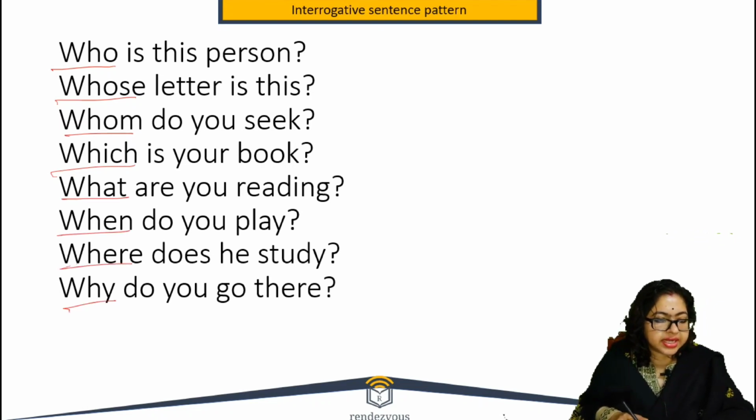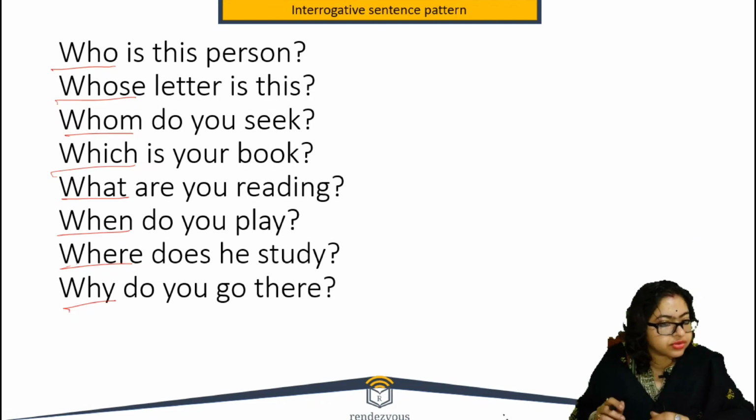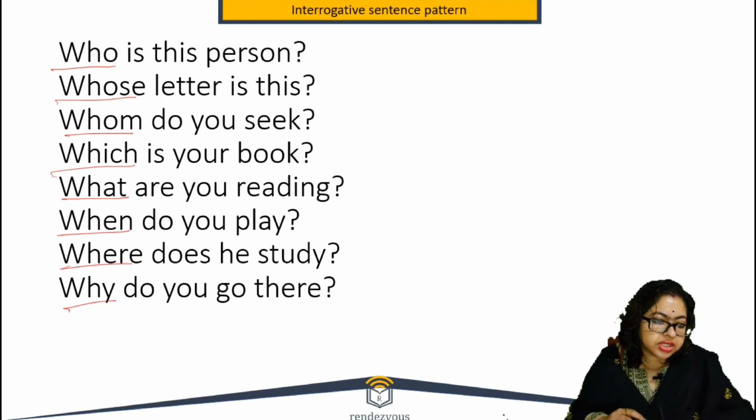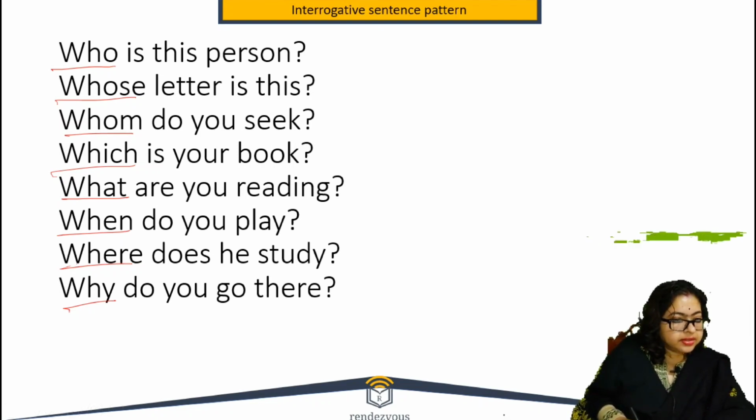The previous rule that I said, that you have to put the auxiliary verb before the subject, or if the sentence has the have verb, you have to put that have verb before the subject, or if the sentence has the be verb as the main verb, you have to put the be verb before the subject. This is not like those. This is different. If the interrogative sentences have the WH words, the WH words come first before anything else. So this is the rule. So the WH word comes first, then the verb.